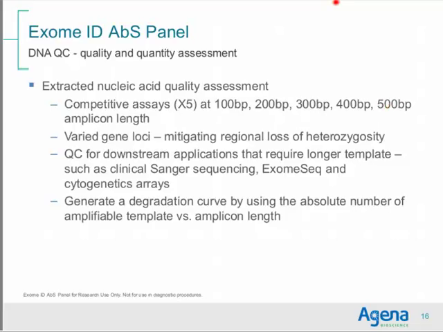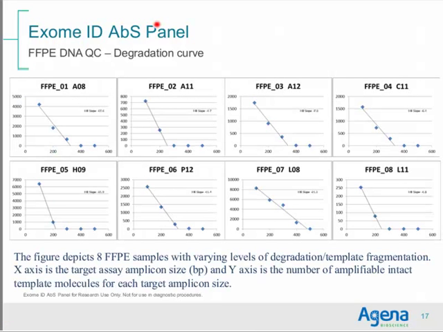We've got varied gene loci, but all the genes selected for these QC assays are stable, or at least as stable as you can get somatically, never seen double deleted. This allows us to do that QC for downstream applications that require longer templates. And we can also generate a degradation curve, and that is the number of molecules versus the size. Let me show you some examples of those.